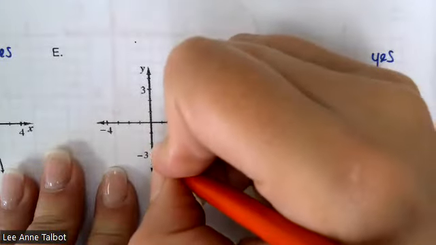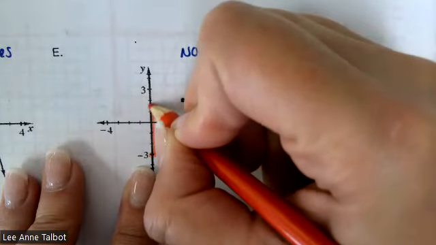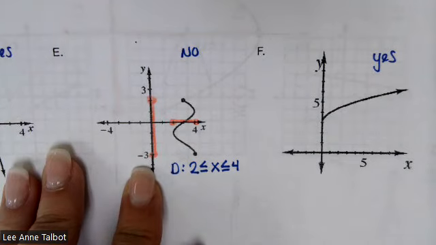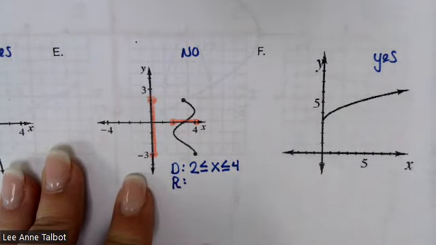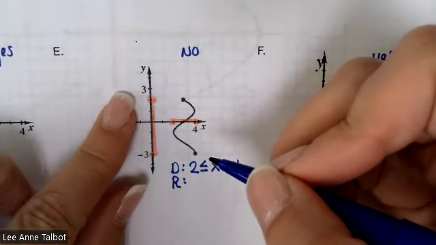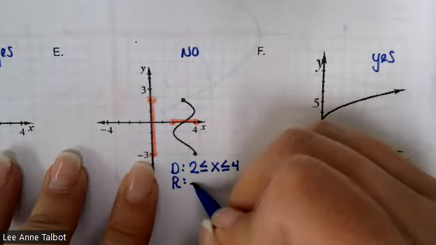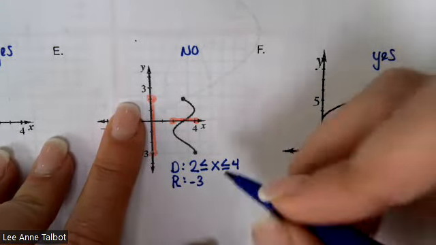Okay, my bottom of the squiggle guy here is down here. And the top is up there. So bottom is -3, top is 2.